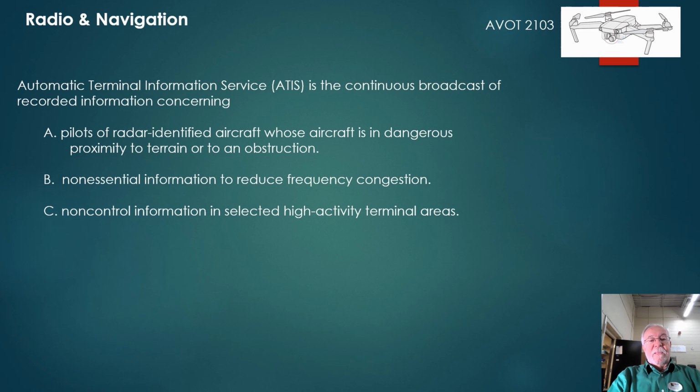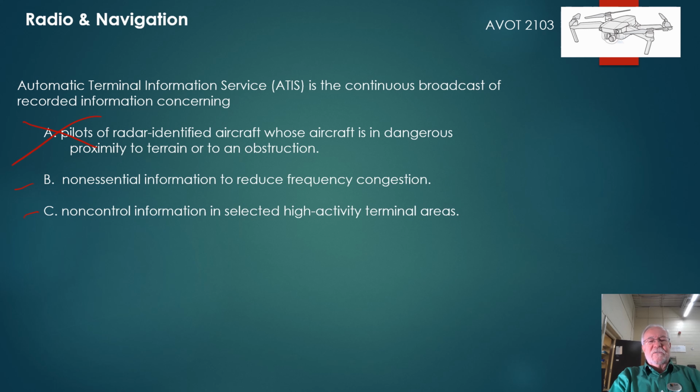So it could be C, non-controlled information in highly selected high activity terminal. That sounds pretty good. Non-essential information to reduce frequency congestion. Could be that one. Pilots of radar identified aircraft whose aircraft is in dangerous proximity to terrain or obstruction. Why would that be recorded? No, that can't be it. So now we've got to decide which one's the best answer for this one.